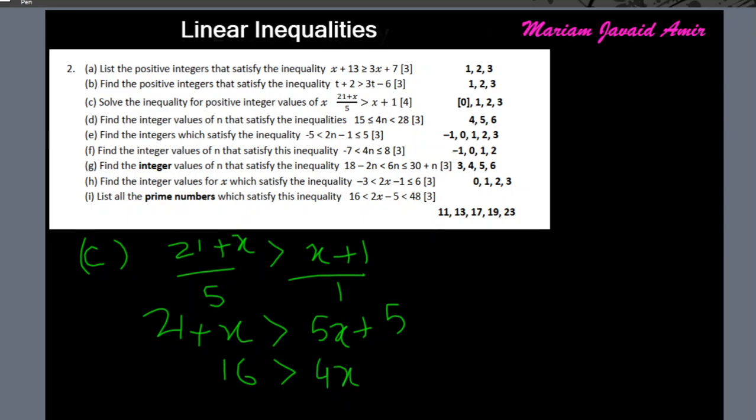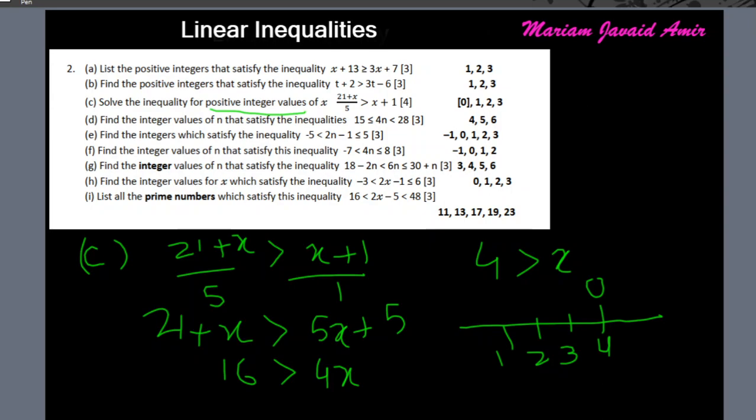So in the end I get x is less than 4, since 16 divided by 4 is 4. Now the question again says positive integer values of x. So we are looking for values smaller than 4, not including 4. So that would be 3, 2, 1. So the answer should be 3 to 1.